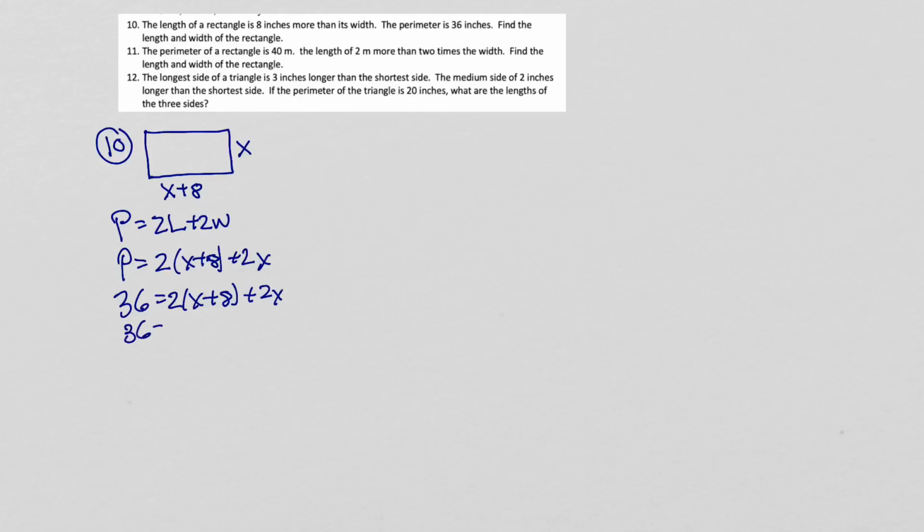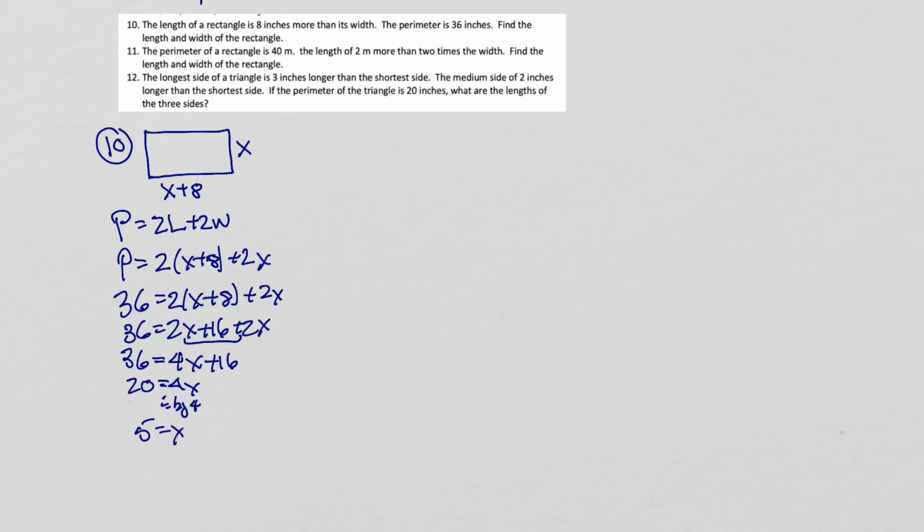Let's multiply through. We'll get 36 equals 2x plus 16 plus 2x. This will give us 36 equals now 2x and 2x is 4x plus 16. Let's subtract that 16. So 36 minus 16 is 20. So we will get 20 equals 4x. Divide by 4. And we'll get 5 is equal to x.